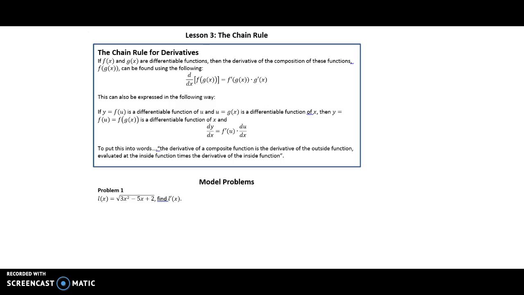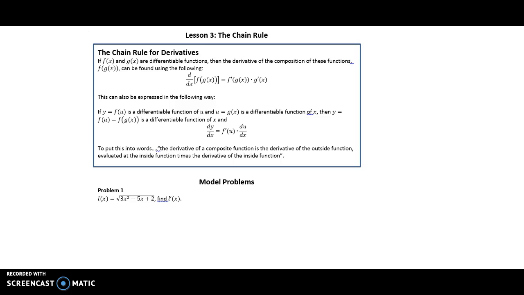The chain rule for derivatives is going to be one of the trickier rules of this unit, and it really emphasizes functions that are presented to us as compositions. So on Friday, we honed in on products and quotients that were showing up in our functions, and today it's going to be composed functions.